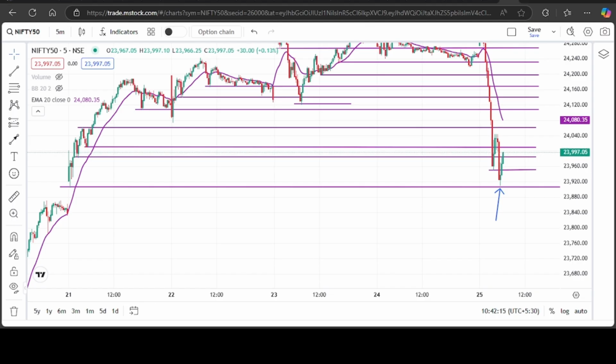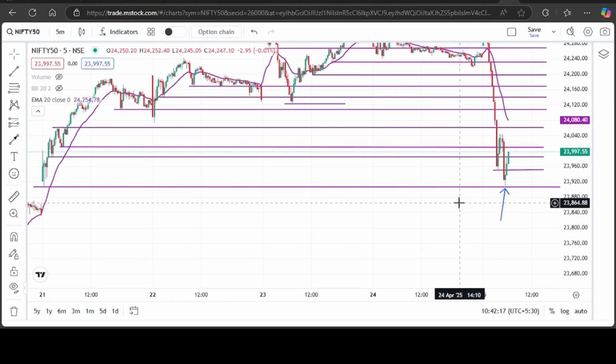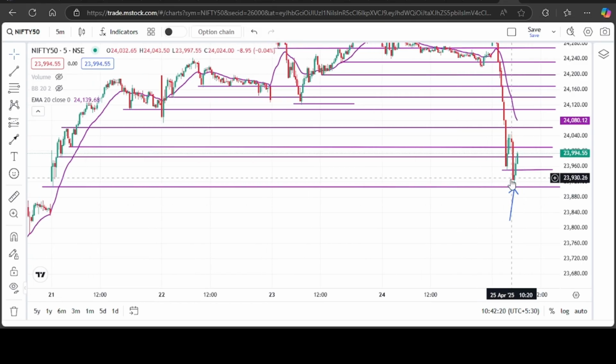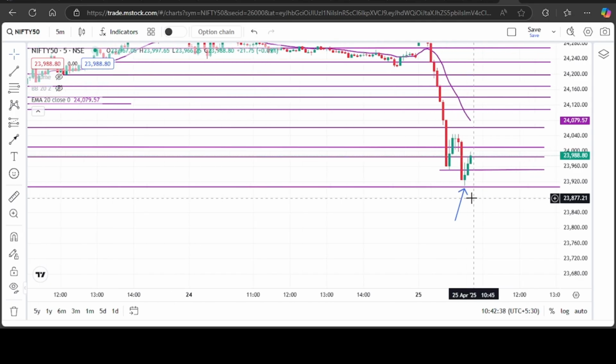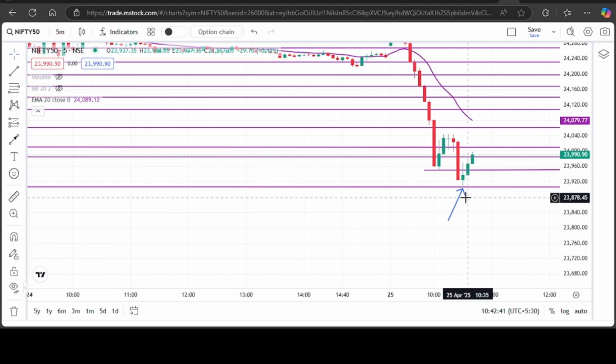Just see how the market is taking support at the bottom level, this level. The level is the 21st of April, the bottom level. The lowest point of 21st April. Price took support and it is nicely, steadily moving up now.